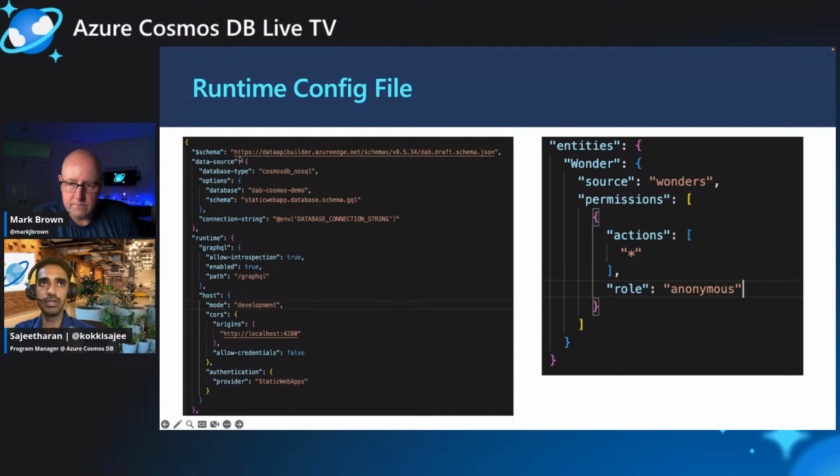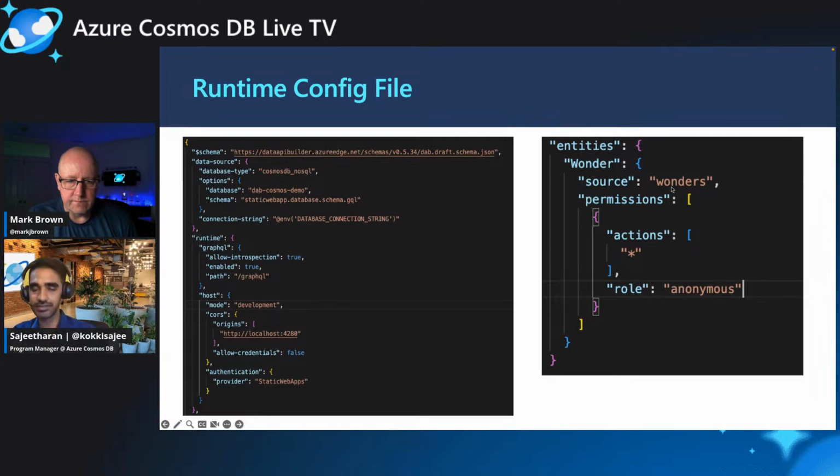The default init command will generate a config file like this, and this entities section you have to add manually, because there would be a number of entities for each database. So we are letting developers add this manually, or you can use the dab add command by providing the entity name and the set of permissions. In this case, I am defining a role as anonymous, so that user will have all the actions like read, update, delete, create, all the actions enabled on this particular entity.